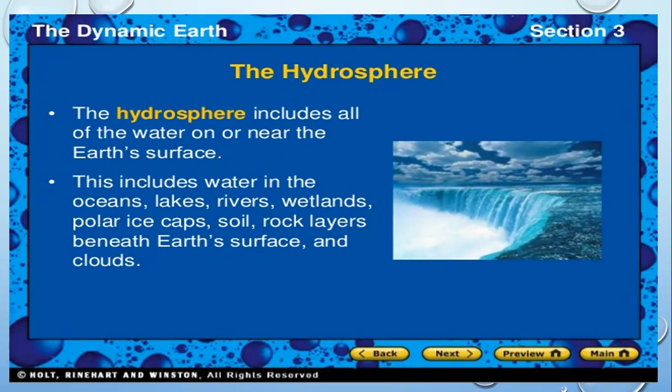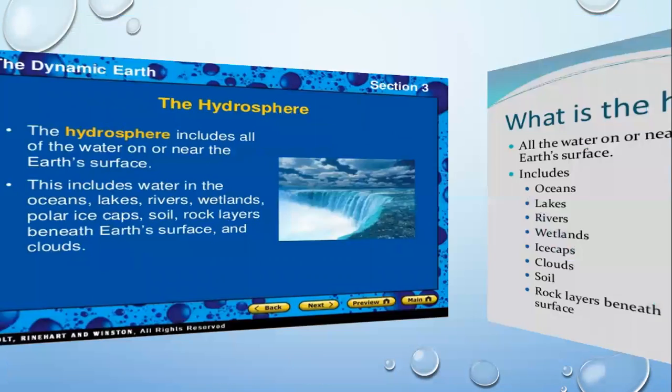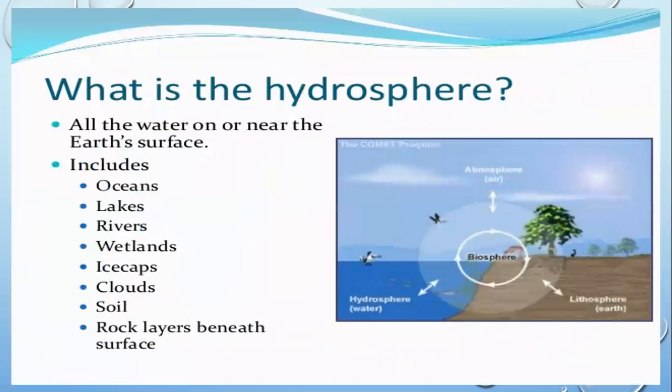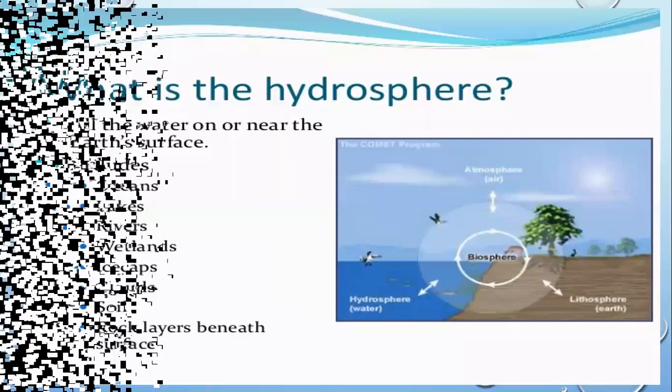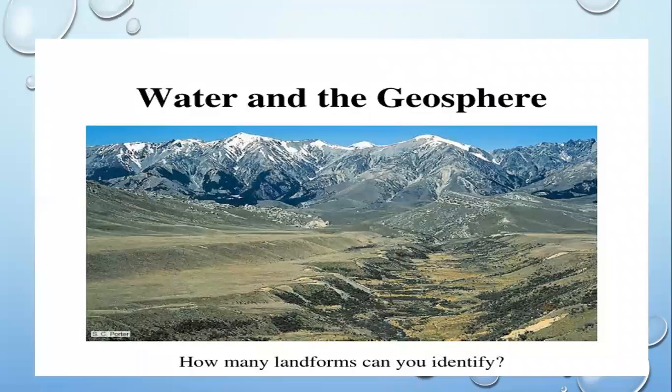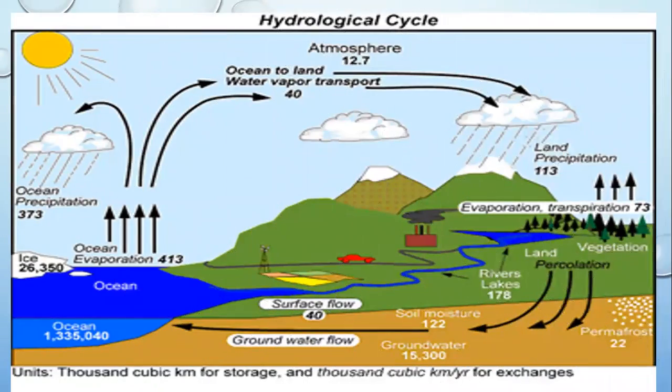Now, what do you mean by hydrosphere? It includes all the water bodies. Now students, your water bodies may be in any form. It may be in the ocean, it may be in the form of lake, river, ice caps, wetlands, clouds, etc. Here, if you see the picture of water and geosphere, with this picture I'll start the main topic of the chapter, that is the hydrological cycle.